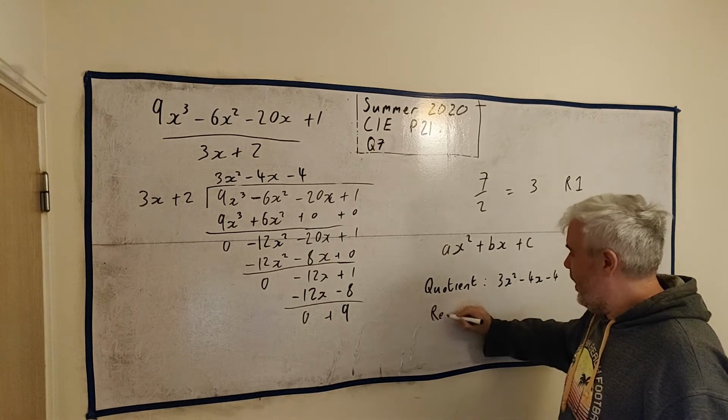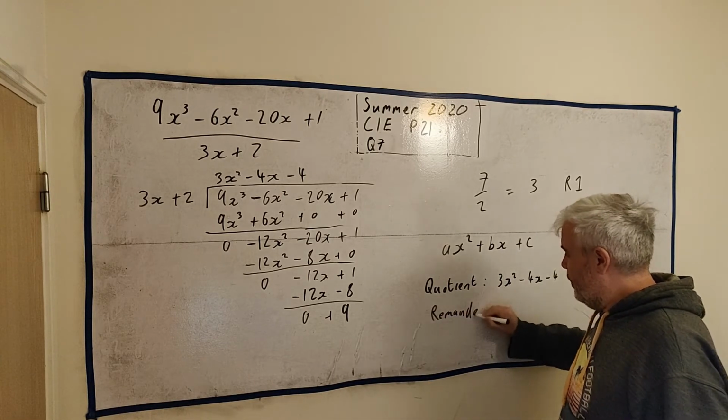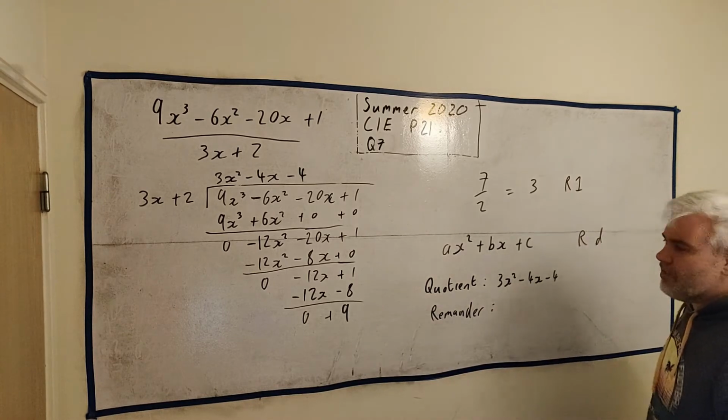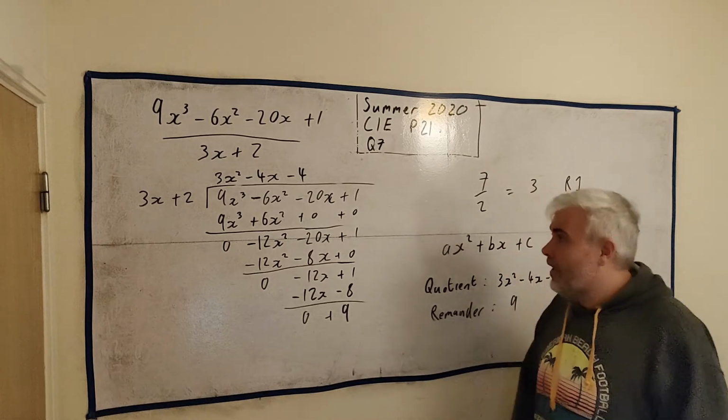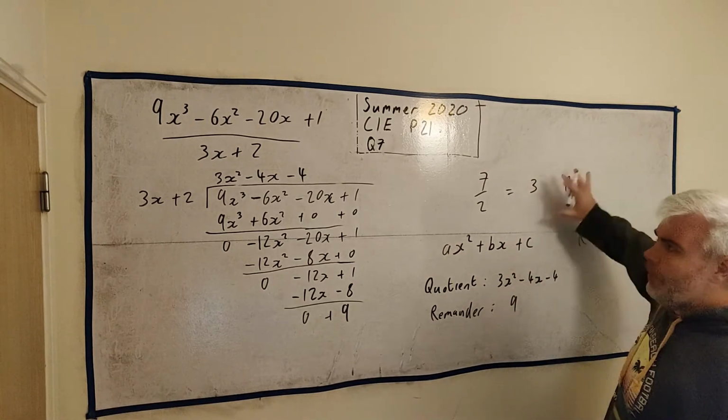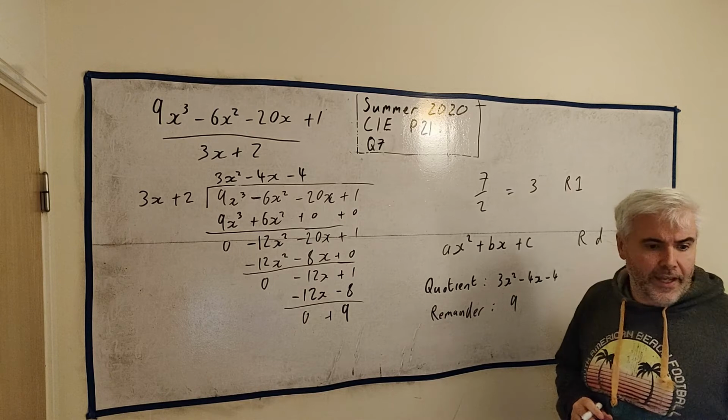And the remainder, I also don't know how to spell this. Apologies, I'm a maths teacher, not a spelling teacher. And the remainder is 9. That's full marks for part A. Now, I'll rub all this out and we'll do part B.